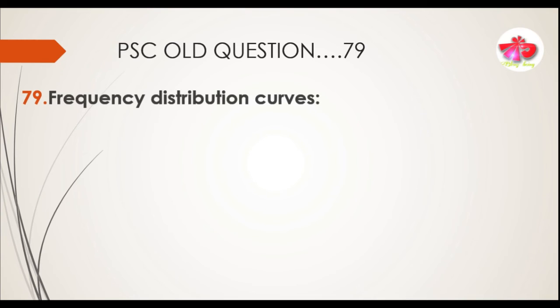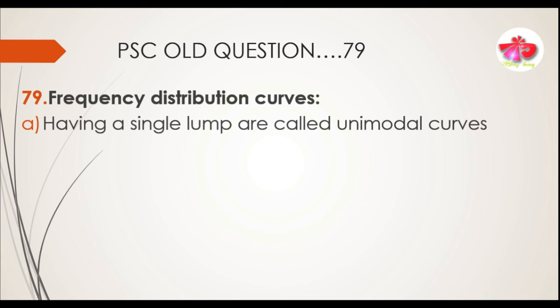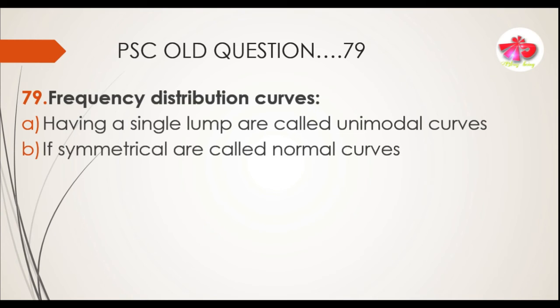Question number 79. Frequency distribution curves having a single lump are called unimodal curves. If symmetrical, they are called normal curves.